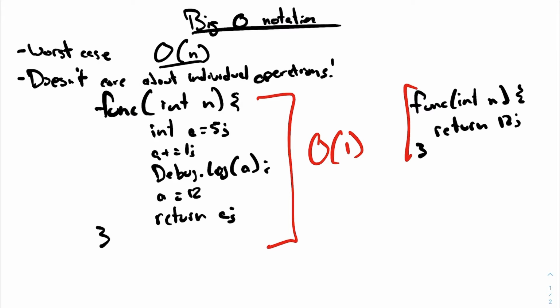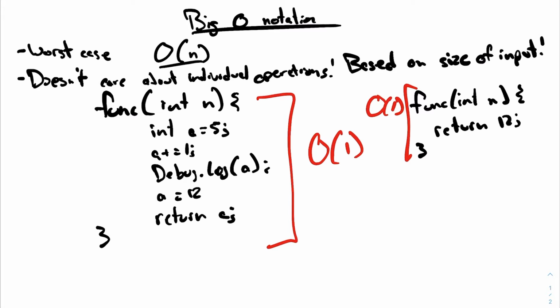Both of these functions end up doing the exact same thing. Down here, it's setting a equal to 12 and returning that variable. Over here, it just returns the integer literal 12. These two functions are functionally equivalent. But both of these in big O notation are constant time functions, right? Even though, yes, this one is slower than this one. But the point about big O notation is that it is based on n. It's based on the size of our input, right?